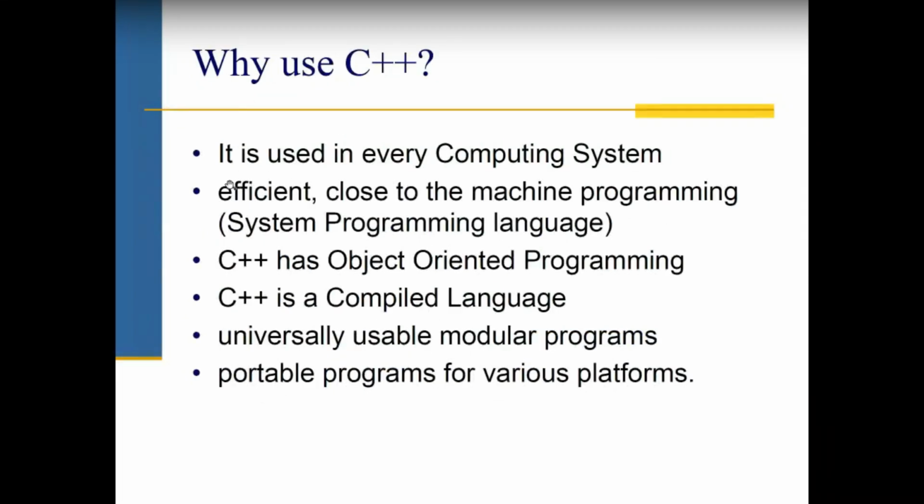So why should we use C++? C++ is used in every computing system. It is efficient and close to machine programming. This is why I'm saying C++ is difficult, because it is closer to machine language. In this area, we have one that we call assembly language.